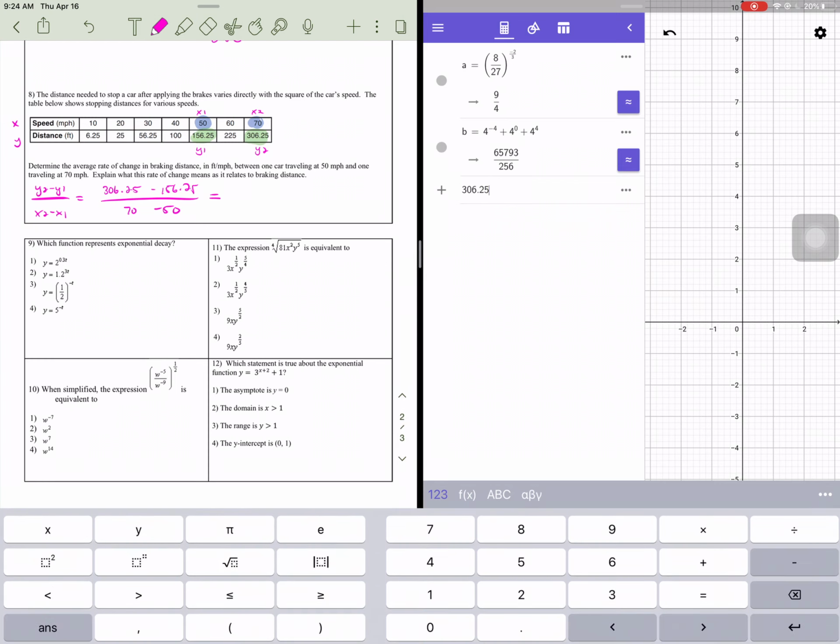306.25 minus 156.25. Put that in parentheses, divide that by 70 minus 50, which is 20. And you get 15 over 2, or 7.5 miles per. Let's just leave it at 7.5.